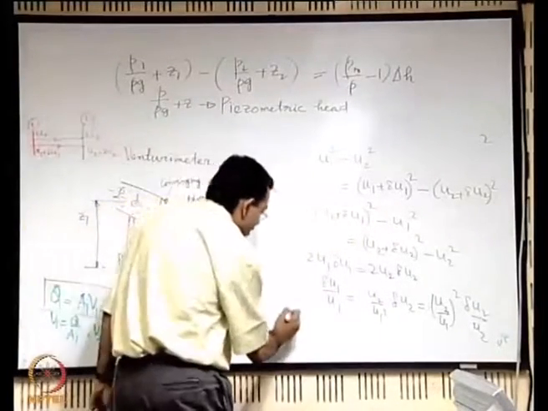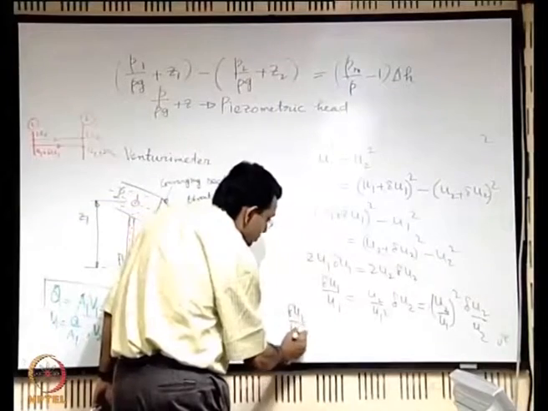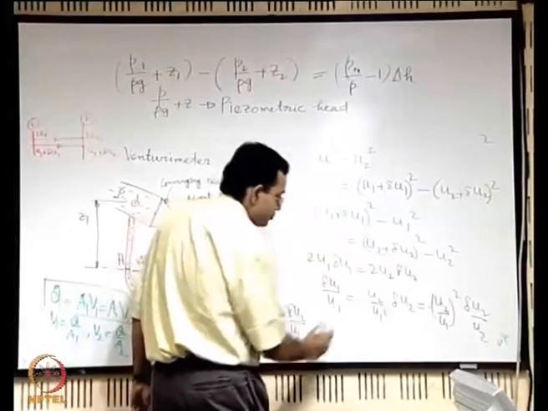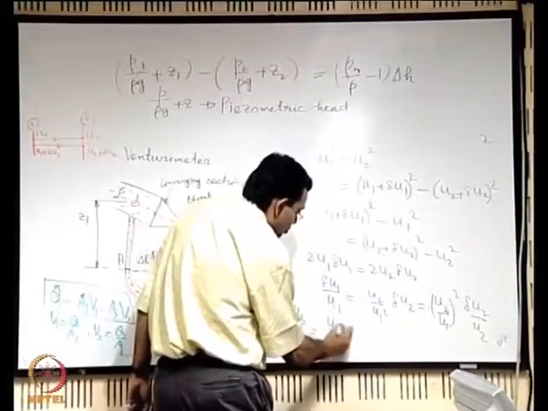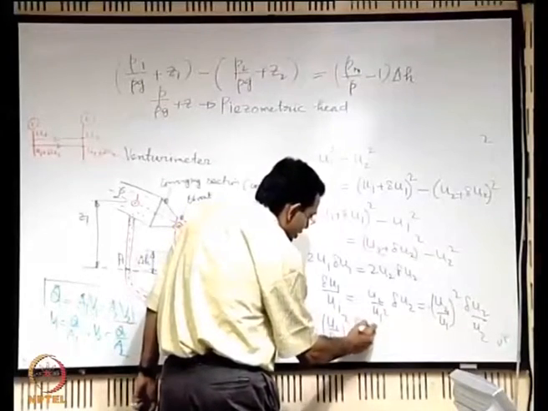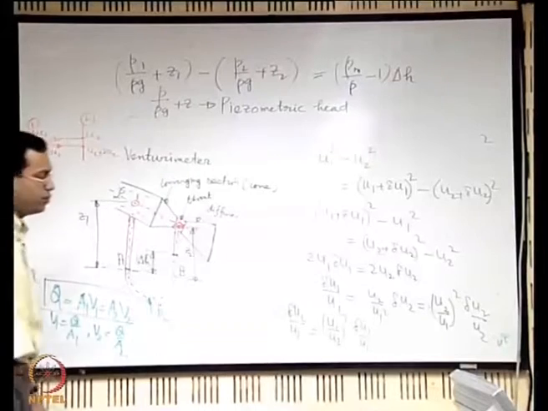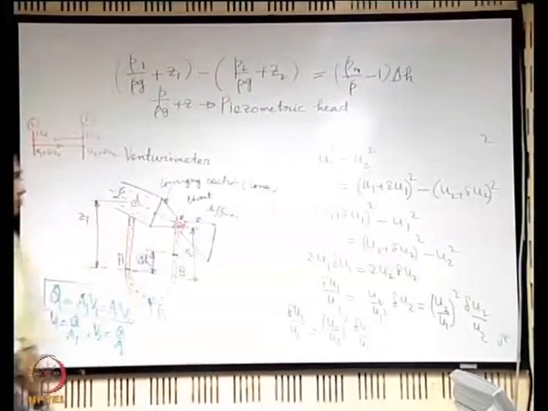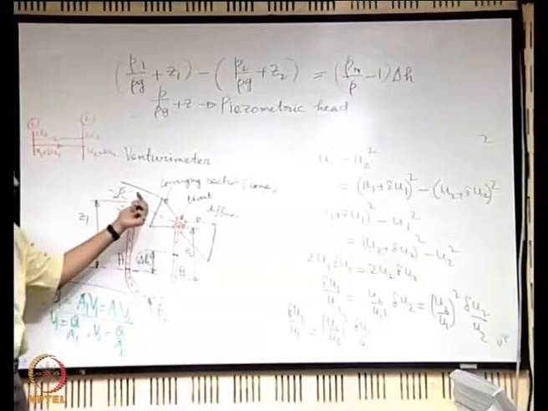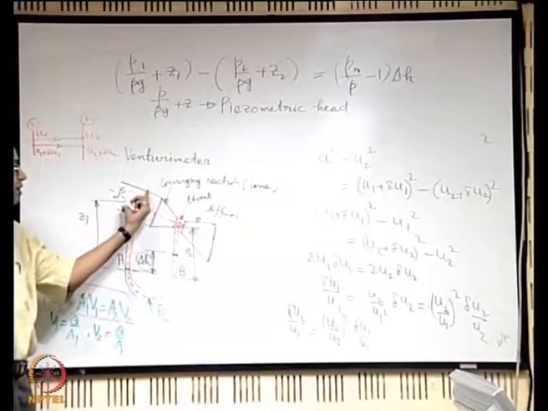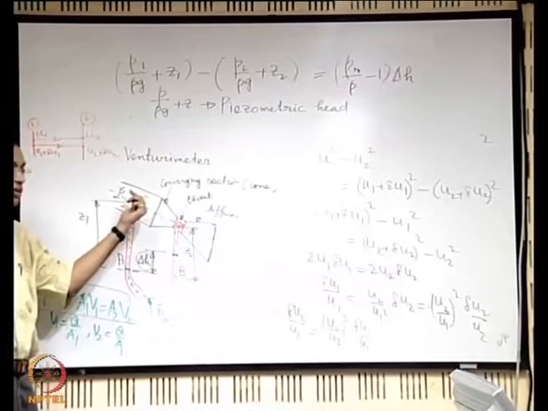That means delta u2 by u2 is equal to (u1 by u2) whole square into delta u1 by u1. Now which velocity do you expect to be more, u1 or u2? Look at sections 1 and 2. Here the area is large, so the velocity will be less.